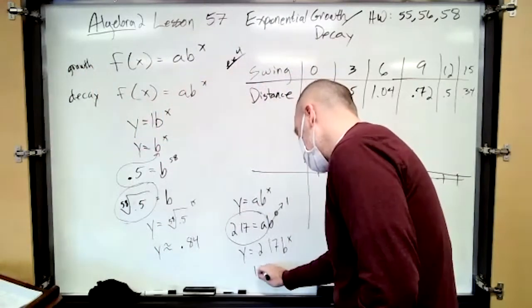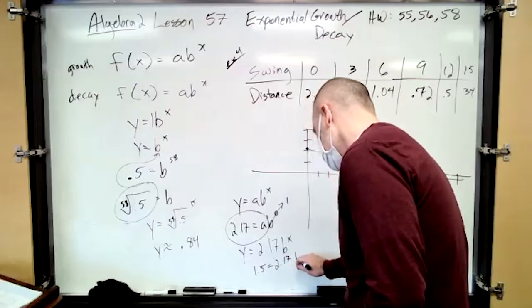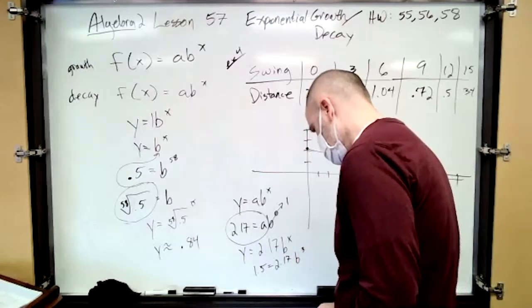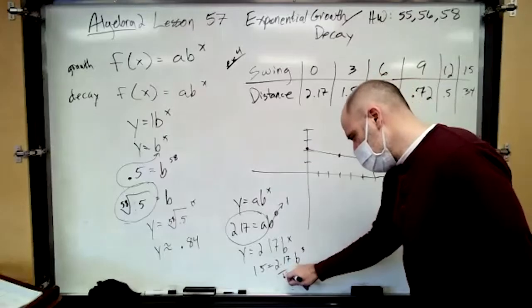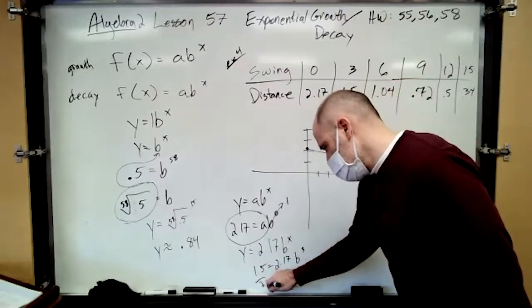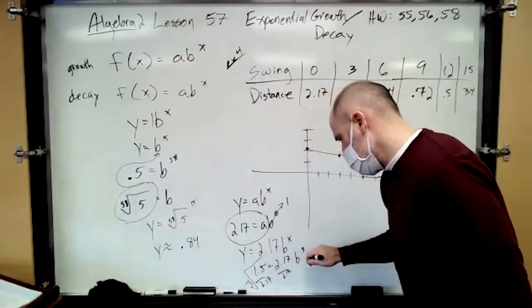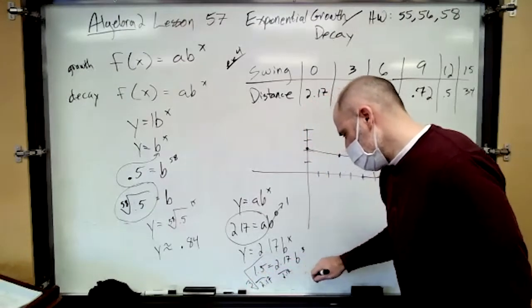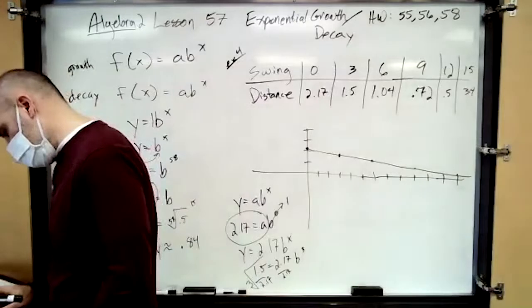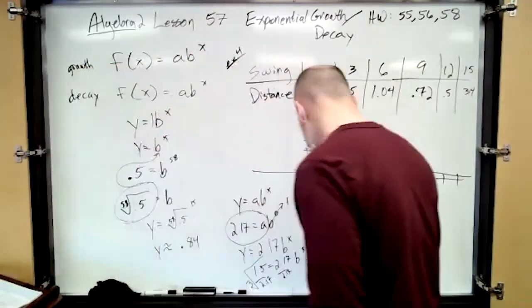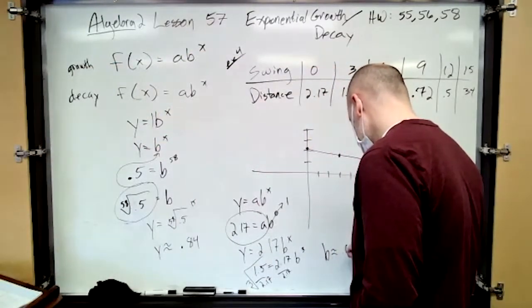So 1.5 equals 2.17 times b to the third. So how do you solve for b? Divide by 2.17 and then find the cubed root of that. So divide by 2.17, then find the cubed root of it, and you're going to get b is approximately 0.88.